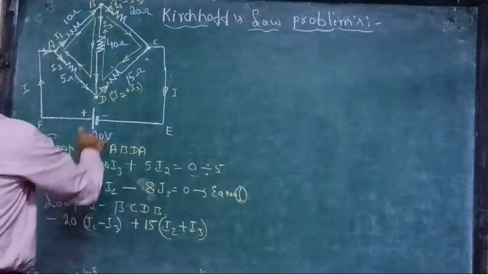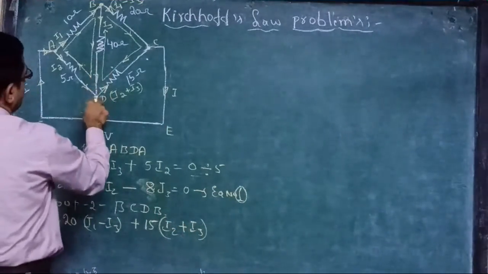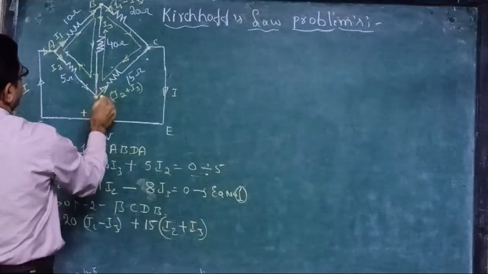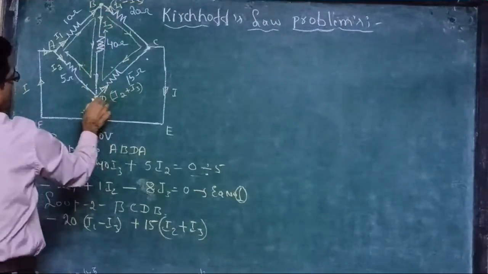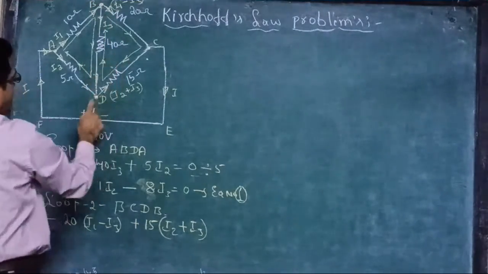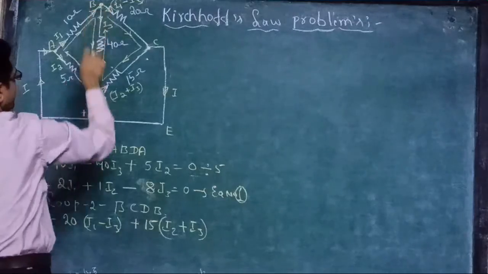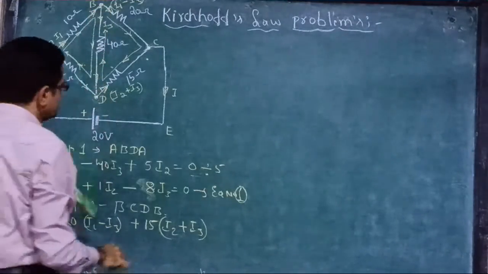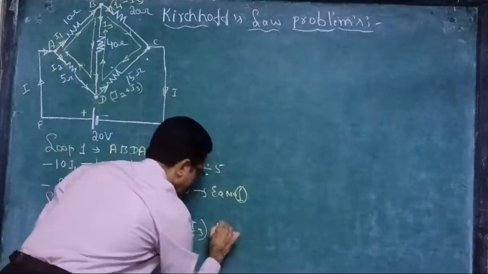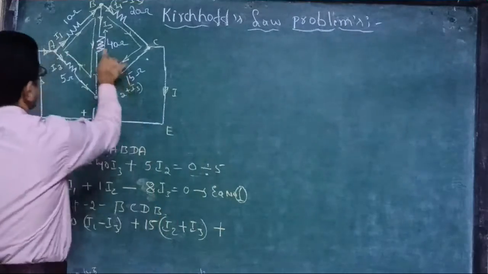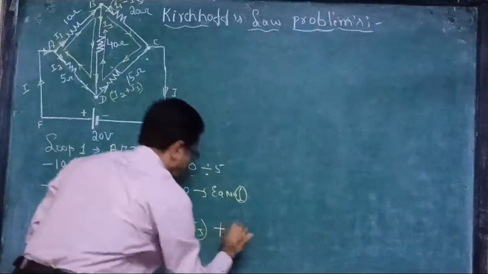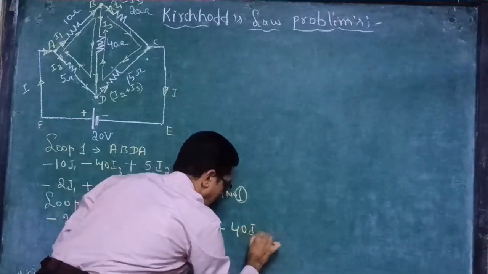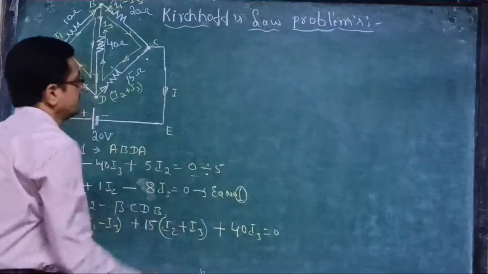Okay. So next here we are going D to B, but the current will be B to D. That means here also the sign is positive. That means 40 I3 is equal to 0.